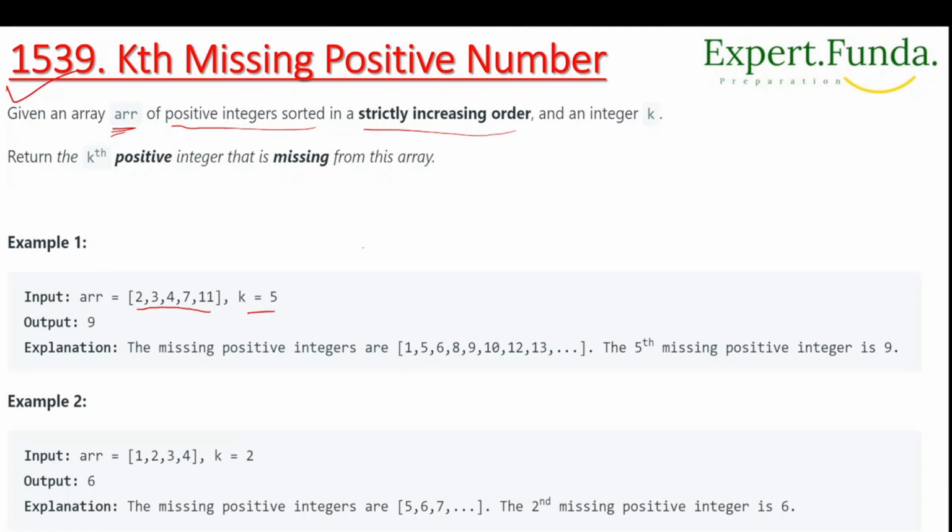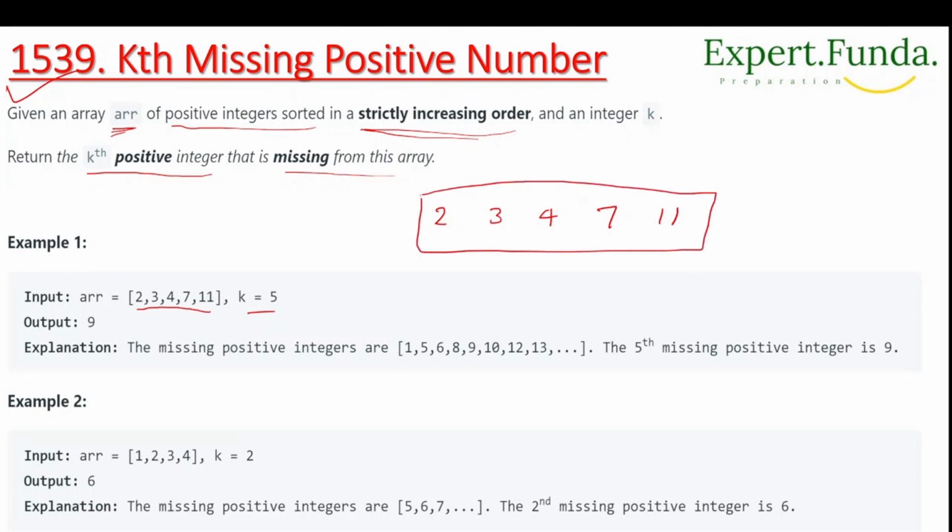So it is saying strictly increasing order, so it should always be in increasing order. And there is one integer, k, that we have been given. We have to return the kth positive integer that is missing from this array. So what is the kth positive integer that is not in the array? In the array we have 2 3 4 7 11, these numbers, and if I represent this in an array, it will look like this.